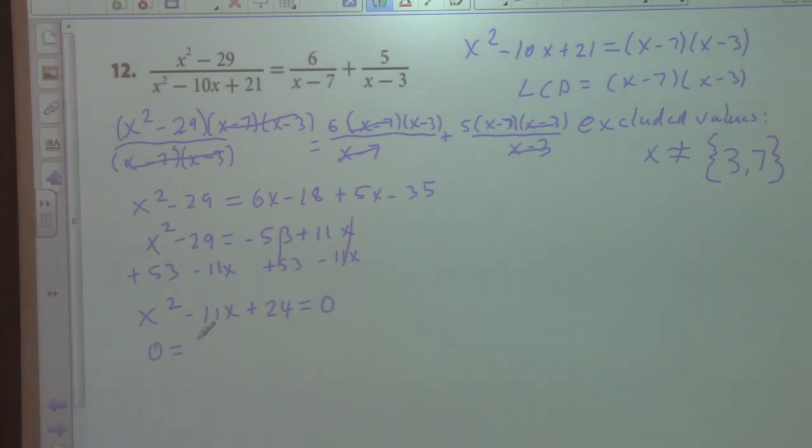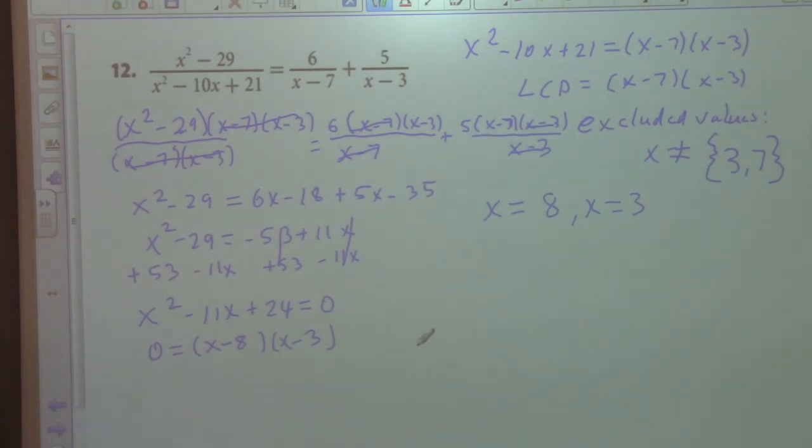So 0 is going to be equal to, what is that going to be? We have minus 5 and 6. Yeah. No. Minus 11, 8 and 3. 8 and 3. So what is x equal to? X is equal to 8. X is equal to 3.